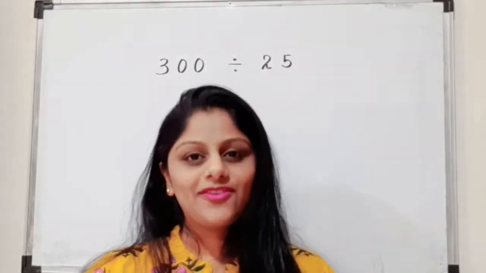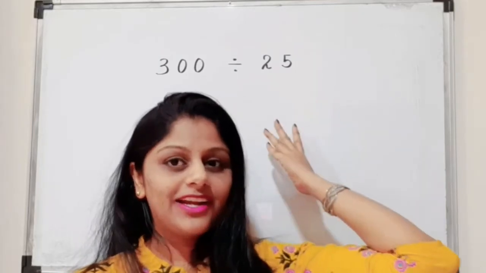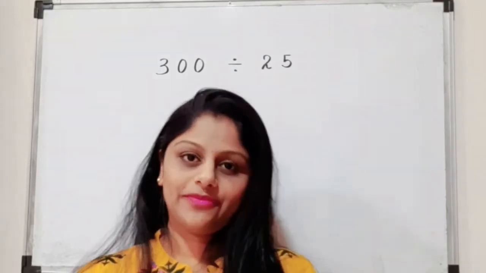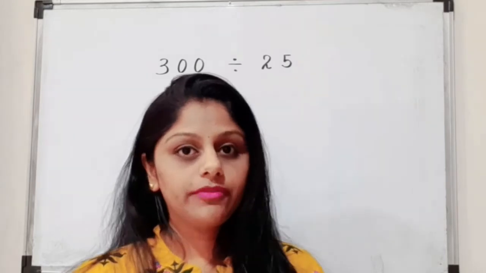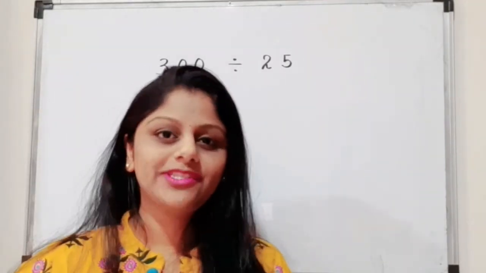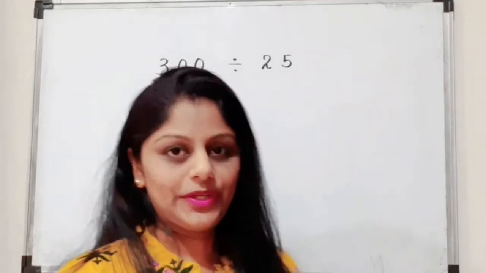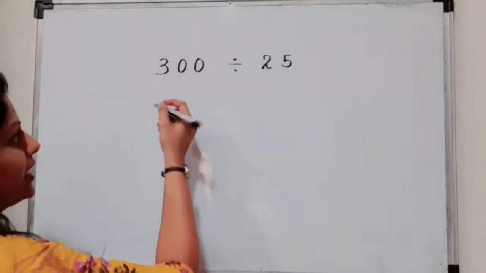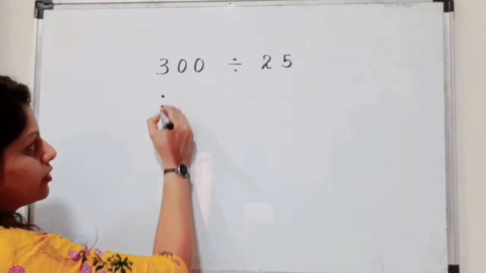So friends, our very first question is 300 divided by 25. In this case, because we have zeros, how will we represent them? Let's see in this video. For 3, directly we can draw 3 dots.